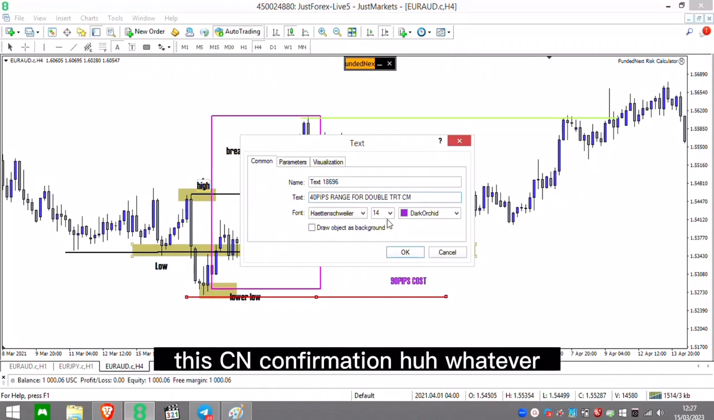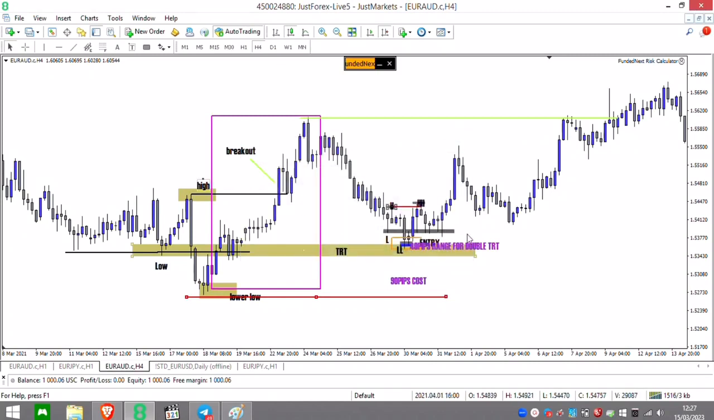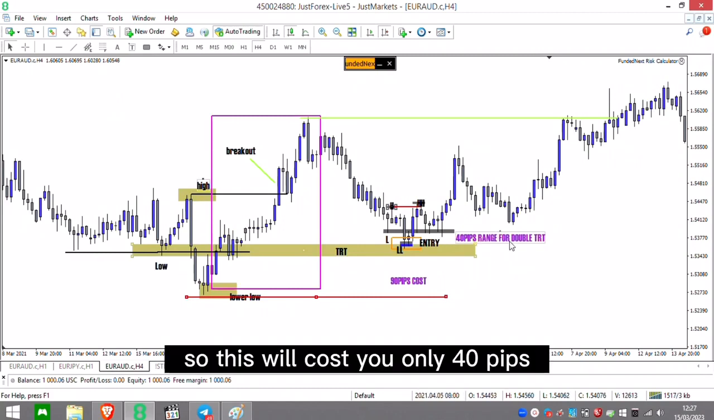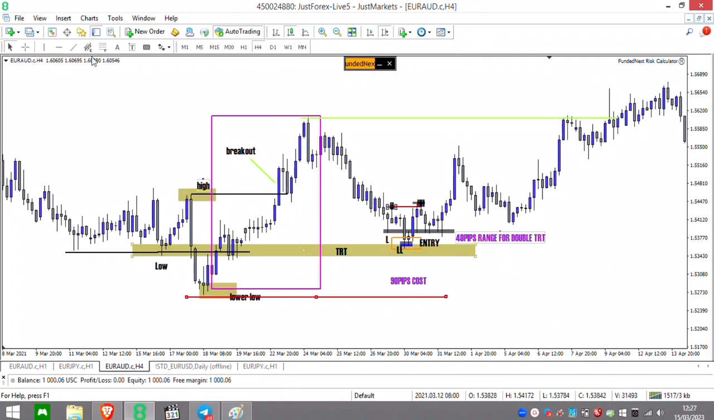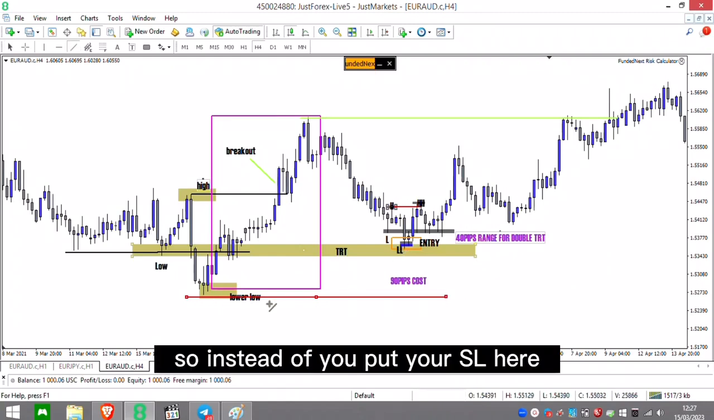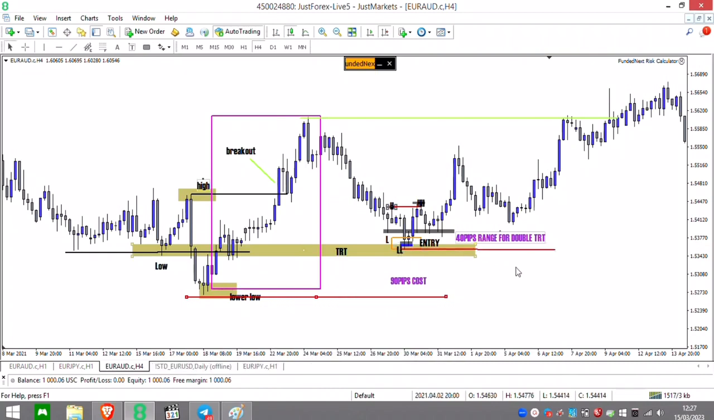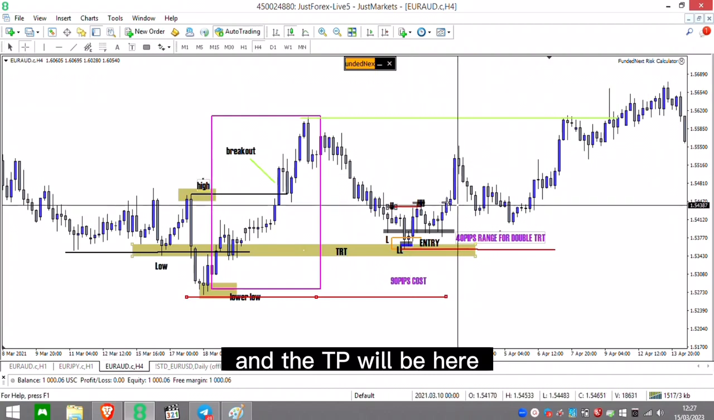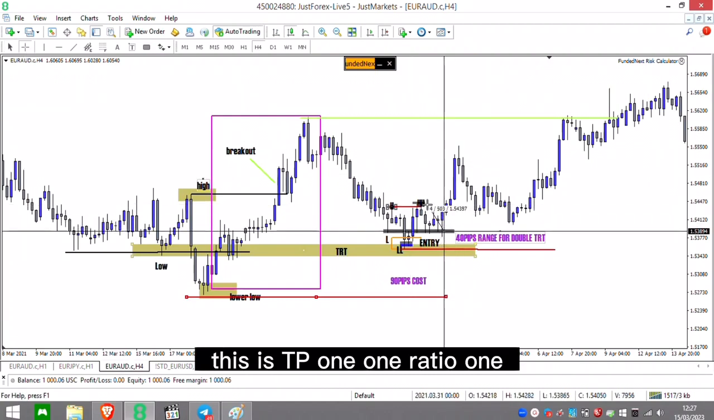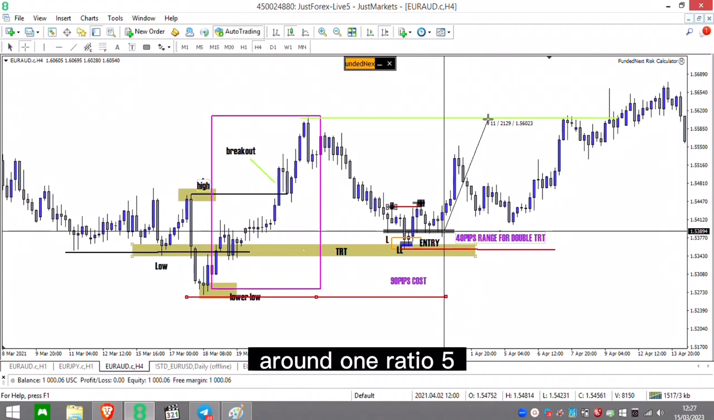This TRT confirmation. So this will cost you only 40 pips. Okay, so instead of you put your SL here, it will be only here, and the TP will be here. This is TP1, 1:1. This is TP2, around 1:5.